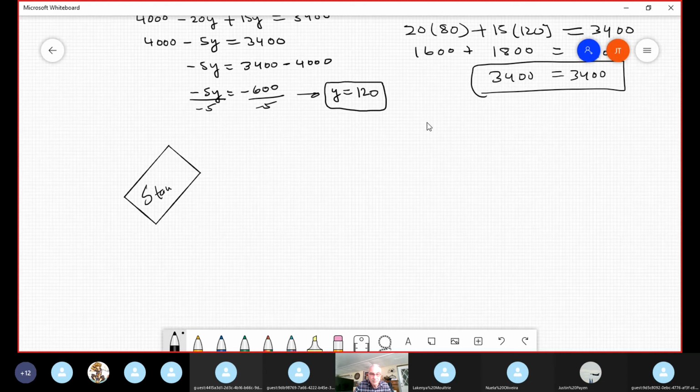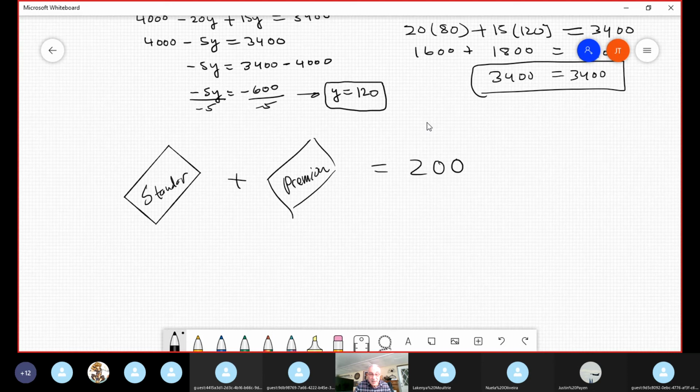Standard and premium. I know that the total tickets was 200. But I assign one letter, X is the amount of tickets of this, and Y is the amount of premium tickets. So X plus Y equal to 200. This is the total tickets.